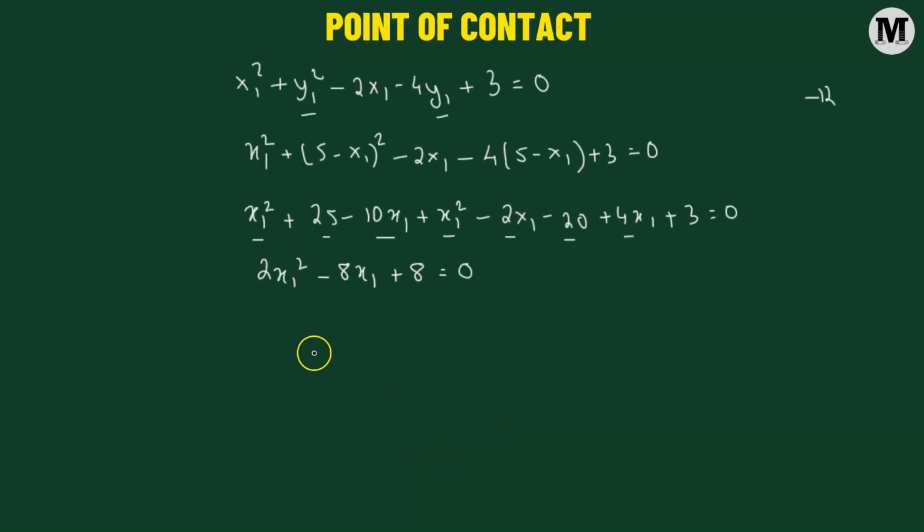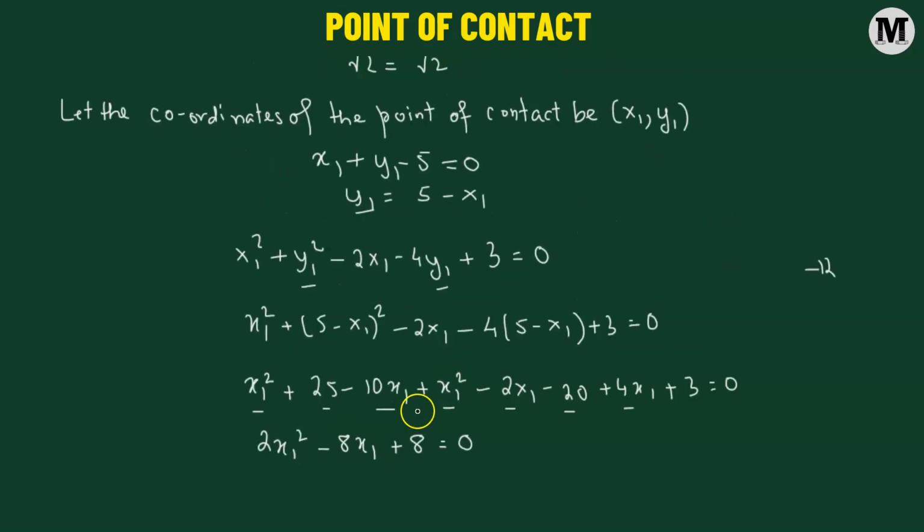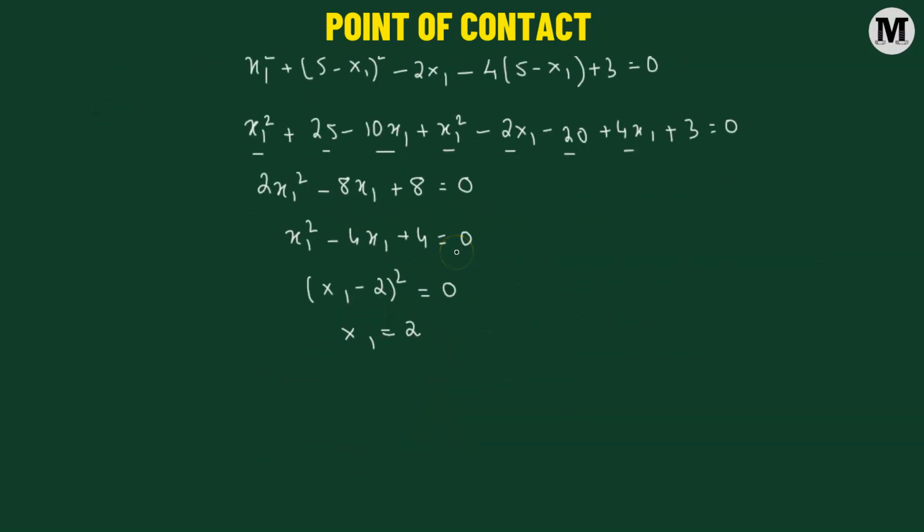Now we can factor out 2 from each of the terms to get x1 squared minus 4x1 plus 4 equals 0. And this is nothing but (x1 minus 2) whole squared equals 0. Solving this, we get x1 equals 2. Now that we have the value of x1, we can also find the value of y1. So y1 will be 5 minus x1, which means we have 5 minus 2 equals 3. So we have found the point of contact, that's going to be (2, 3).